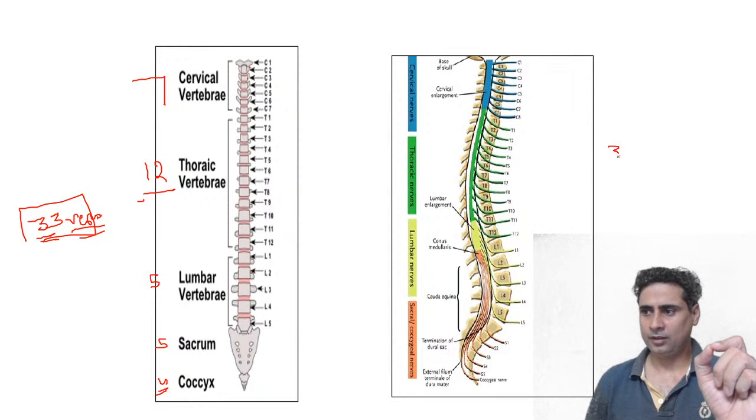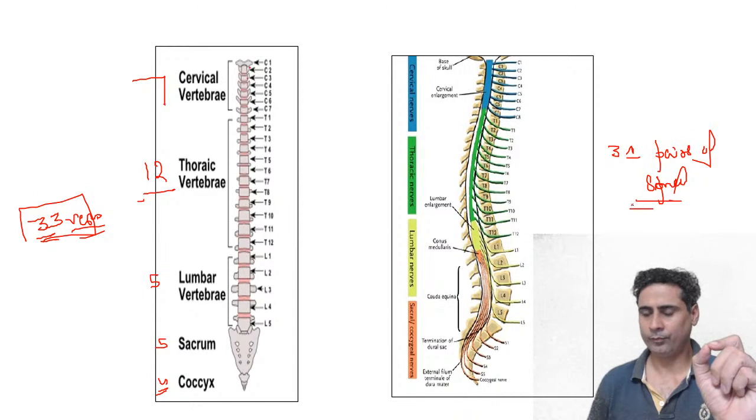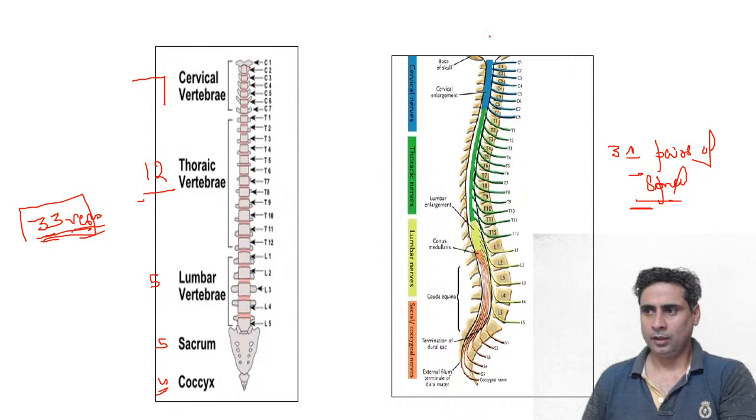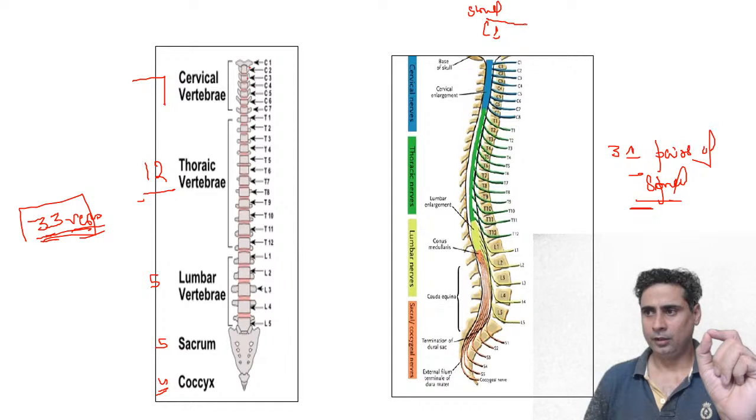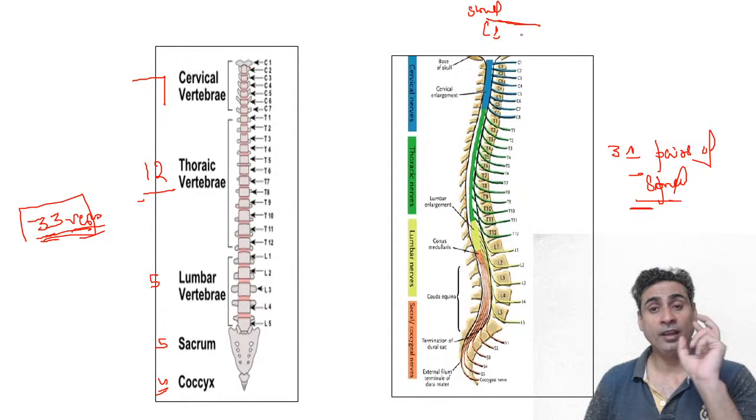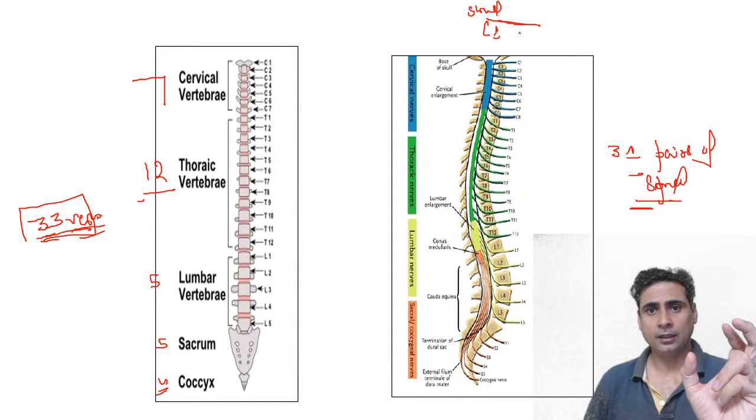We have 31 pairs of spinal nerves. We have 33 vertebrae but 31 pairs of spinal nerves, because the first pair of spinal nerves exits between the skull and C1 vertebra. So here in the cervical spine we have 8 spinal nerve pairs.